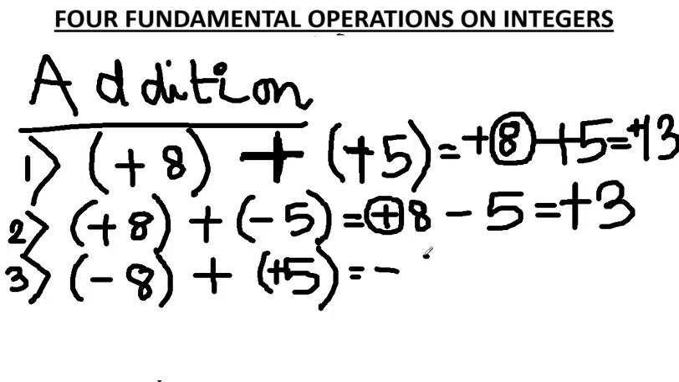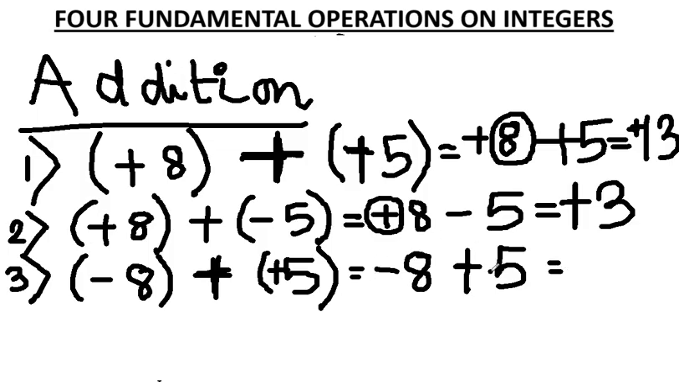Negative 8 is written as negative 8. Positive 5 has got a plus sign in front of it. That means the sign tagged along with 5 does not change. So positive 5 remains as a positive 5.